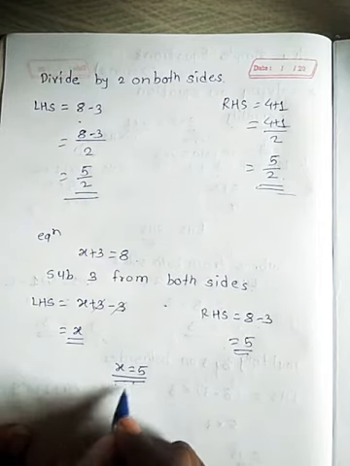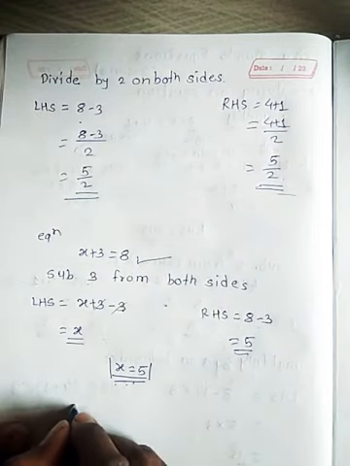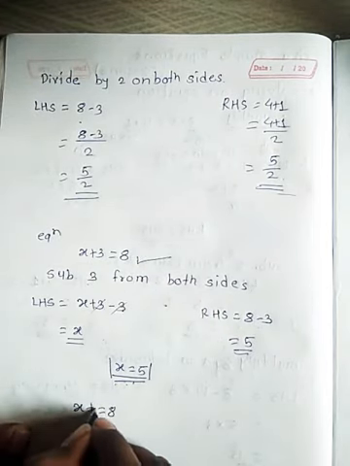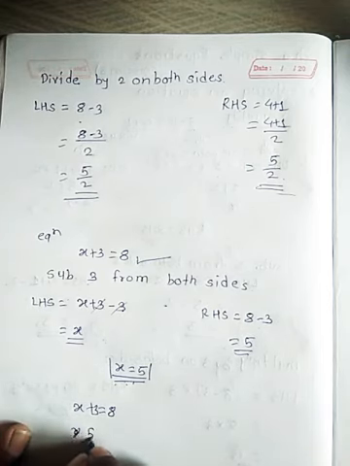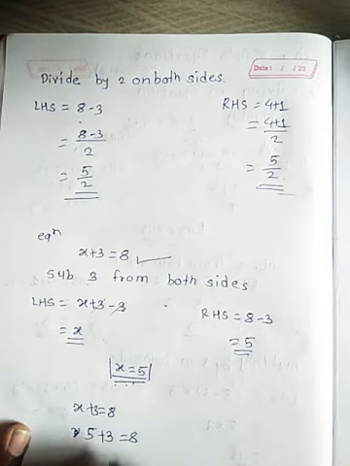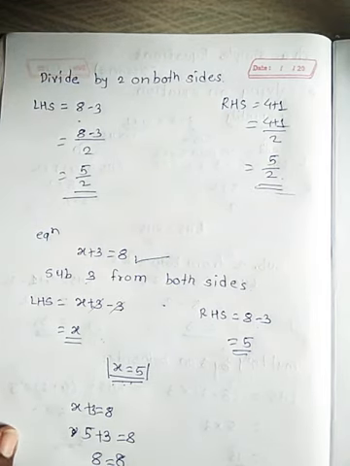Cross verify it. If I put x is equal to 5 in this equation, then x plus 3 is equal to 8, that is x value 5 plus 3 is equal to 8. 8 is equal to 8. It satisfies. So you can find the value of a variable by adding, subtracting, dividing or multiplying with the same number on both sides.